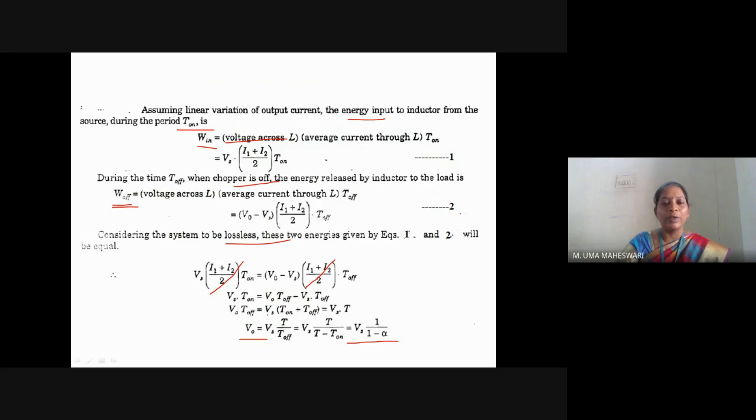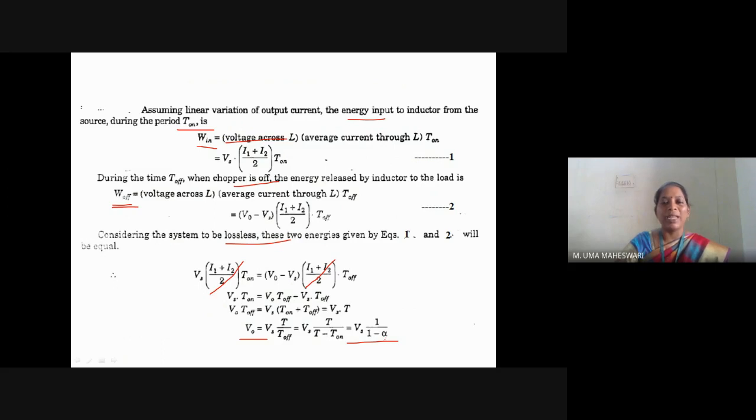plus Vs into T off, since when the term moves to the other side the minus sign cancels. So it is Vs into T on plus T off, and T on plus T off is nothing but the total time T. So we obtain the expression V output is equal to Vs into T by T on, which is equal to Vs into T by T off. T off can also be written as T minus T on, because the total time T is T on plus T off. Taking T common out and cancelling it, I get V output equal to Vs times 1 divided by 1 minus T on by T.